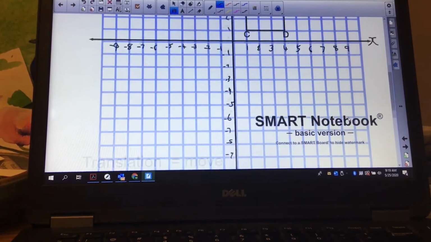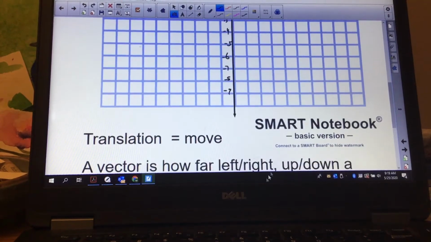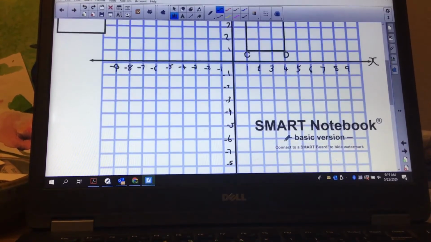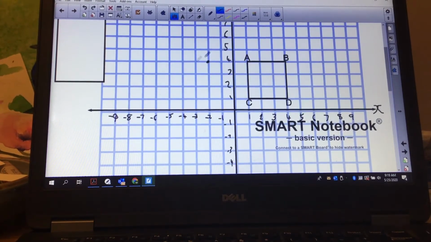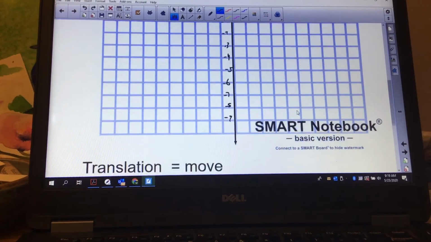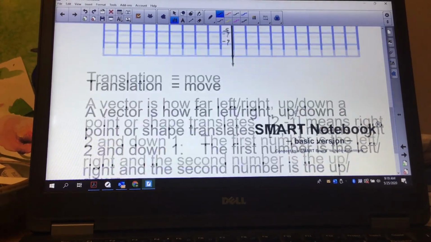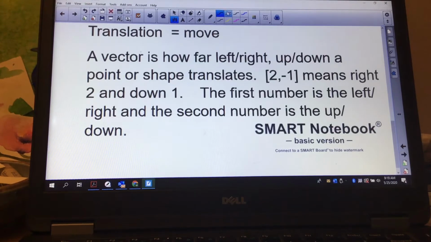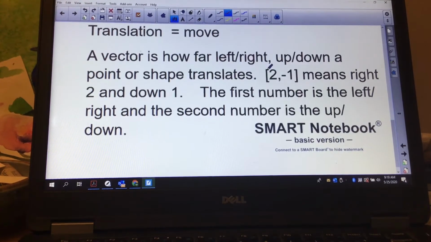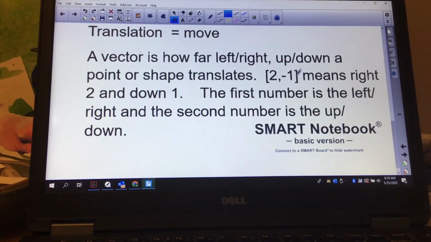Okay, so when we do a translation, it means move. So we take a shape and we move it somewhere in the Cartesian grid. How it's moved is called a vector. So a vector looks like a coordinate pair. You can see one right here. But you notice the square brackets.